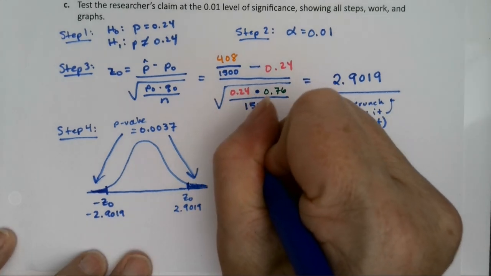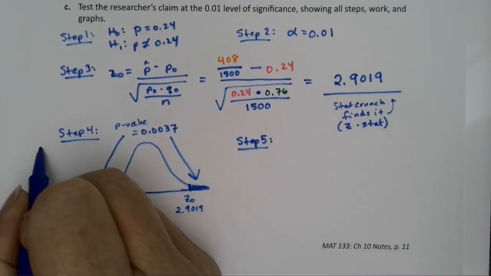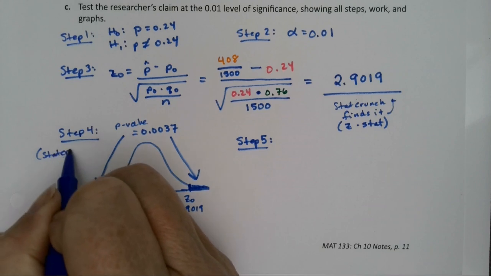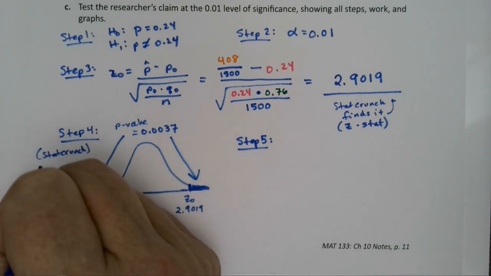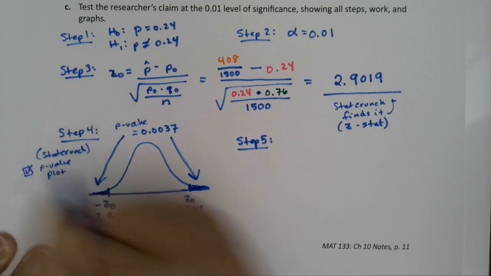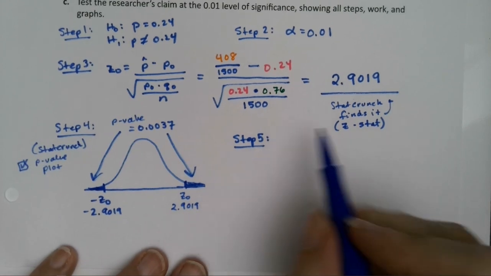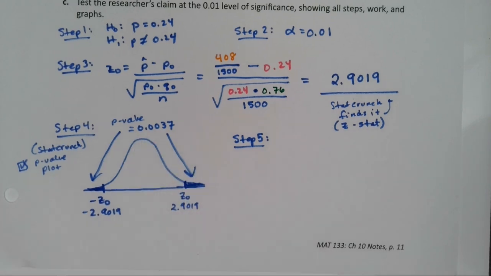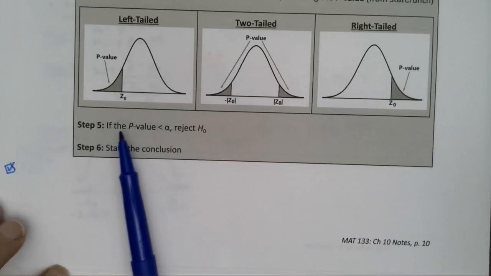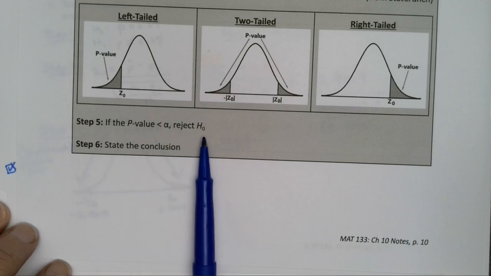All right, so now we're on to step 5, right? So StatCrunch did this and StatCrunch did this, right? StatCrunch will do both of these. You have to turn on your p-value plot, right? So give it a little check mark to turn on that p-value plot so you have it. All right, so step 5. We have to decide whether we're going to reject H0, right? Reject the null hypothesis. So it tells us right here, if the p-value is less than the alpha, if the p-value is low, we're going to reject H0.